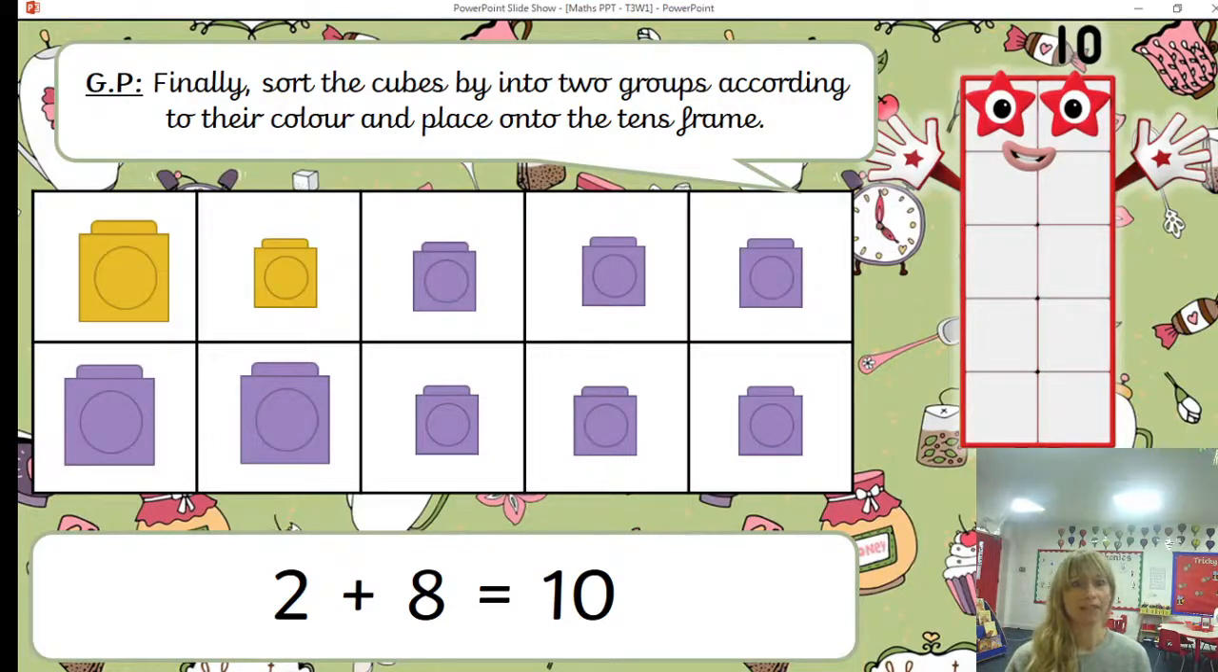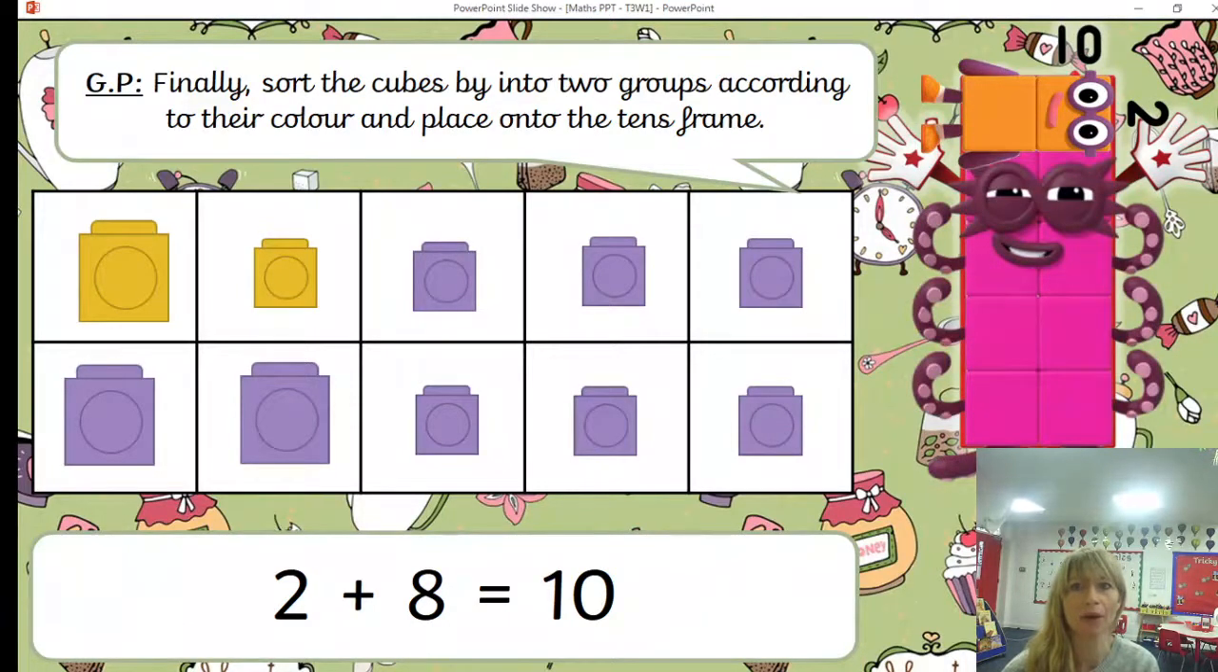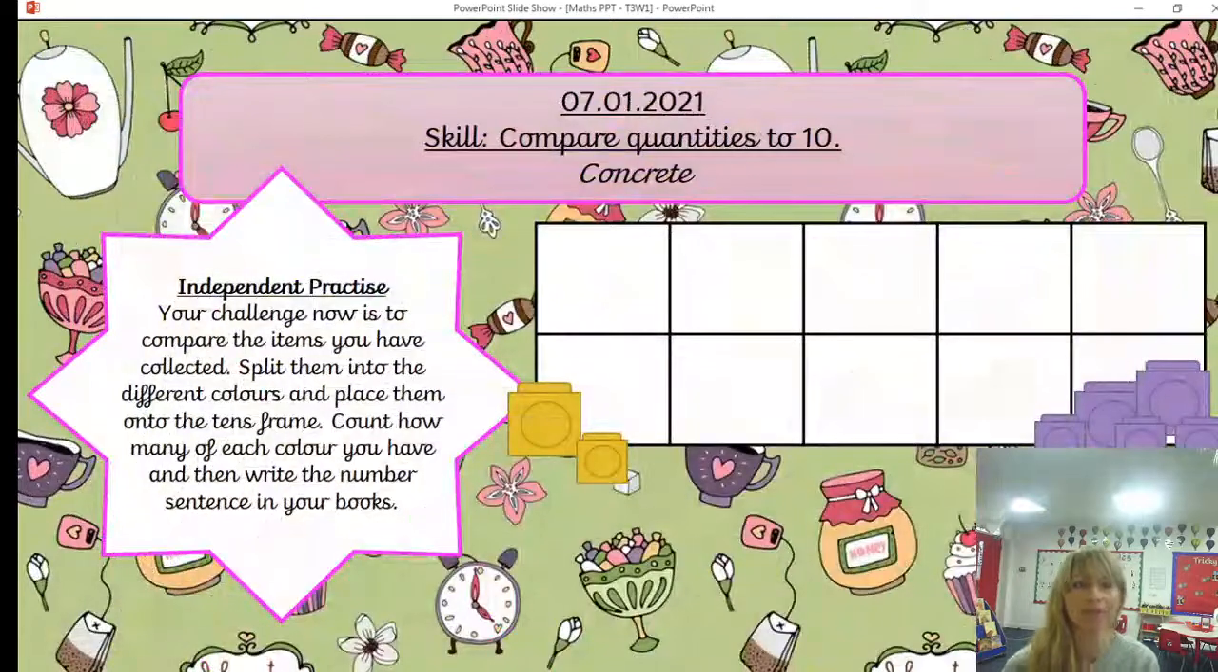You are very good at this. Well done. Right, finally, we're going to check our number blocks. We've got our number block 2 there and our 8 number block, and they are making 10. Right, so I hope you're ready. Now it's your turn to have a go at our challenge. What I would like you to do is go and collect some objects of 2 different colours. So either you could use coins, you could use some silver coins and bronze coins, or I've collected some Lego. I've got yellow Lego and blue Lego.